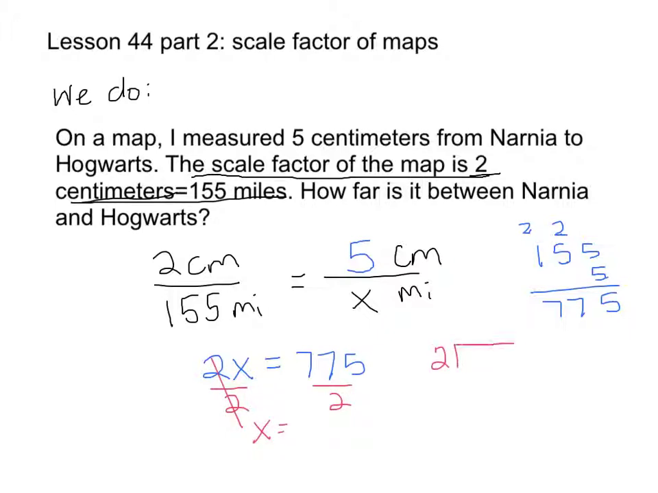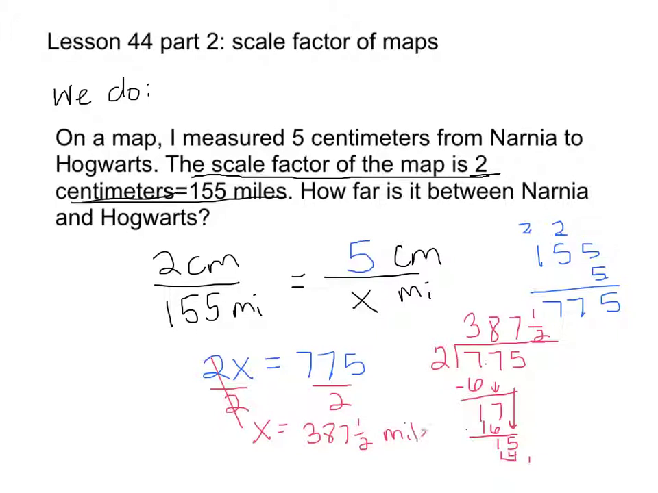And I just need to do my division here, 2 into 775. I know it's not going to go evenly. I know I'm going to have a decimal or fraction over here, however I want to put it. 2 fits into 7 3 times. 7 subtract 6 is 1, bring down the 7. 2 fits into 17 8 times. 1 left over. 2 fits into 15 7 times. That gives me 14 with 1 left over, and 1 is the numerator, 2 denominator. You can put 387 and 1/2 miles.